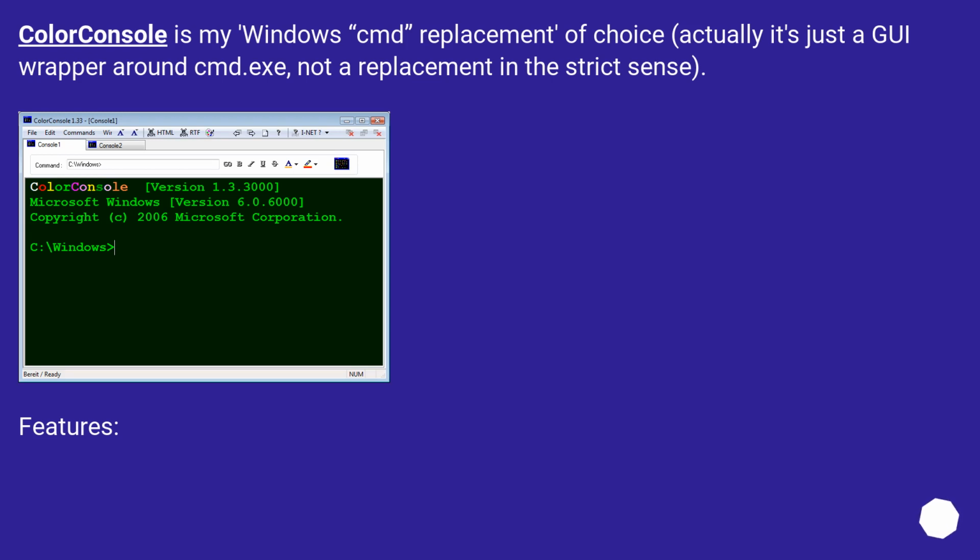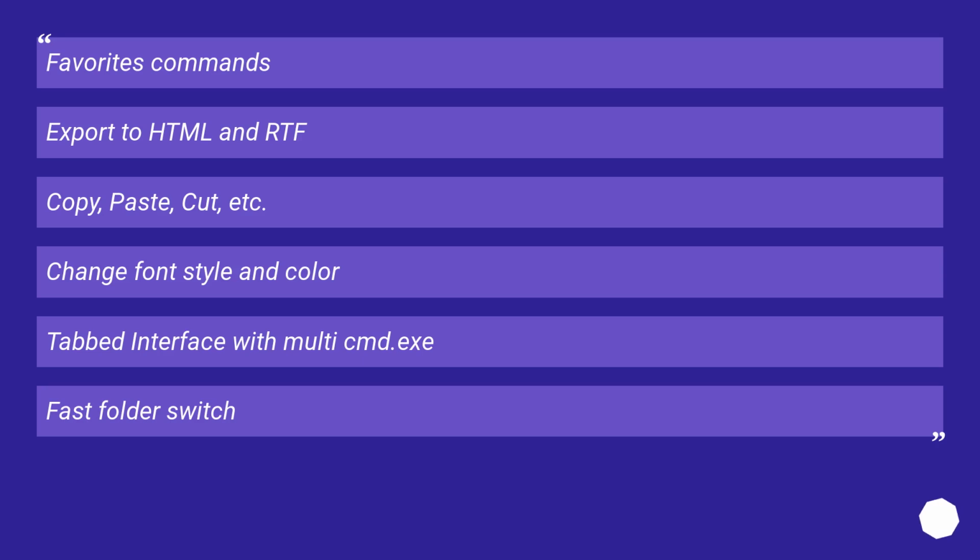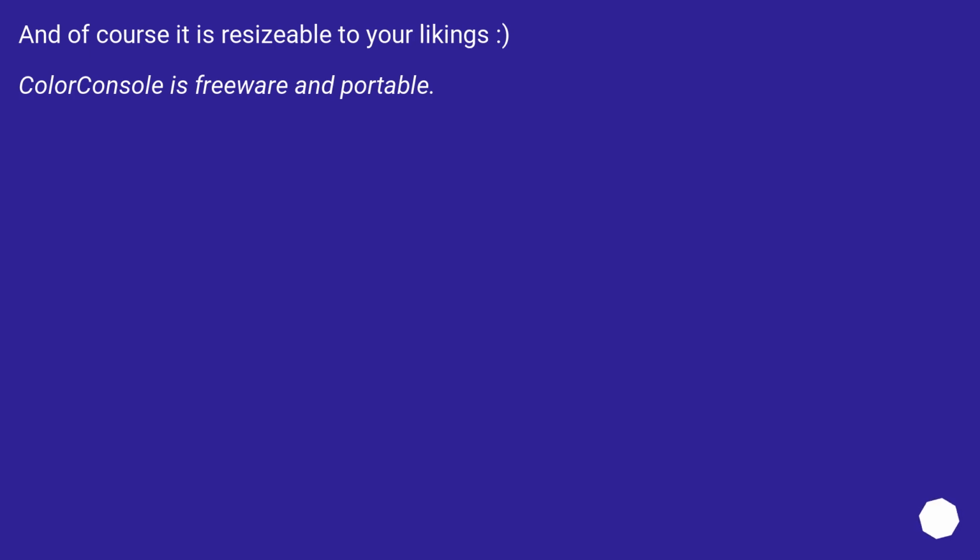Features. Favorites commands. Export to HTML and RTF. Copy, paste, cut, etc. Change font style and color. Tabbed interface with multi-cmd.exe. Fast folder switch. And of course it is resizable to your liking. Color Console is freeware and portable.